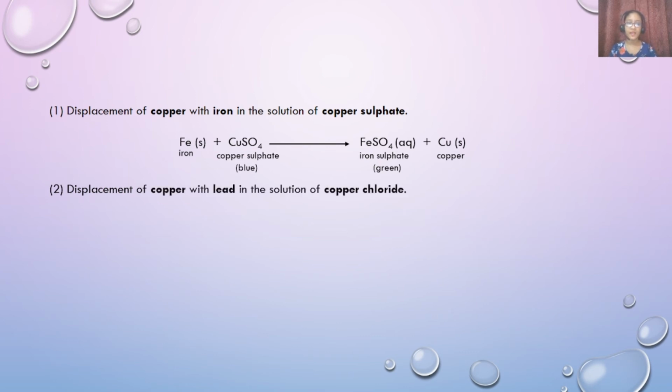Here is the second example, displacement of copper with lead in the solution of copper chloride. Here the strongest element, which is lead, has displaced copper, which is the weakest element, in the compound of copper chloride, and lead has combined with chloride.